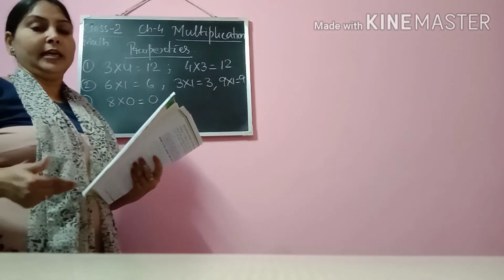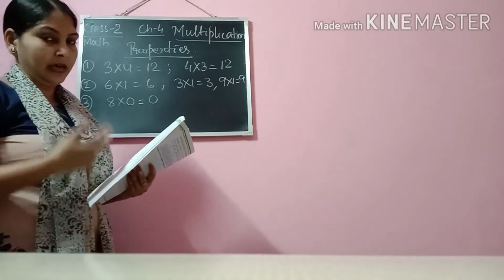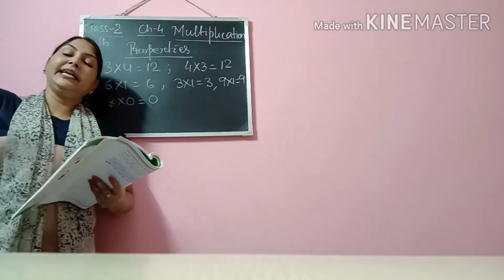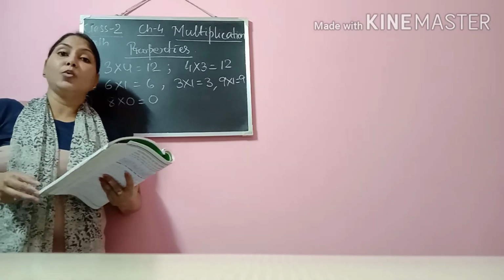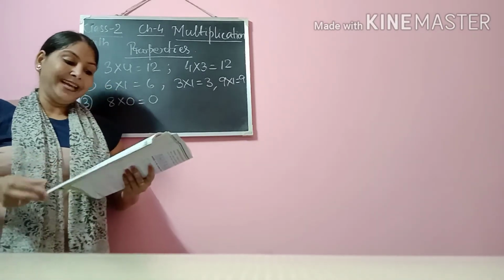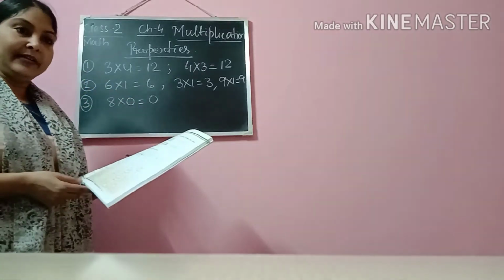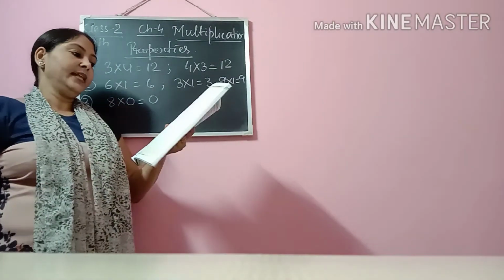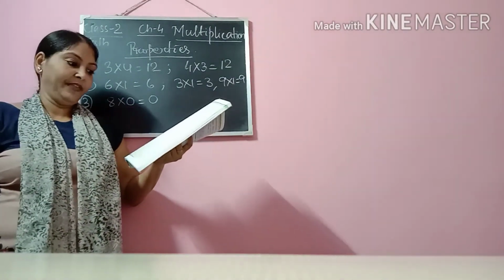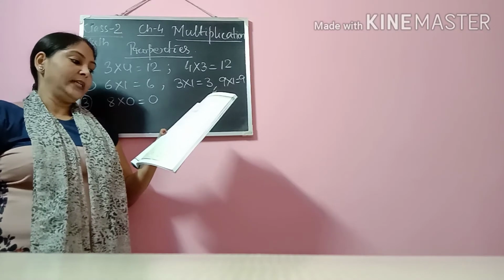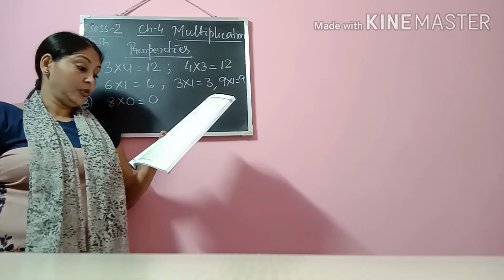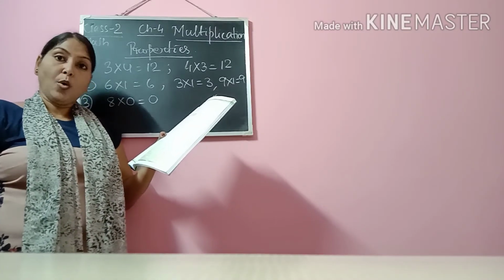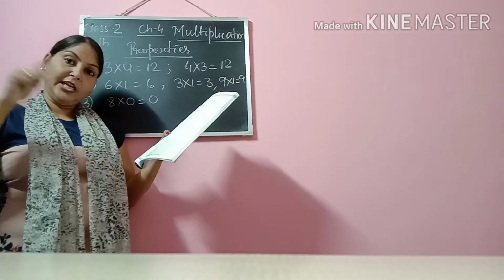Not only in class 2 it will be helpful for you, but in the later classes also it is quite helpful. Okay. So based on these properties, we have certain questions here. Fill in the boxes on page number 75. You can see the first one is 5 into 6 is also equal to dash into 5.